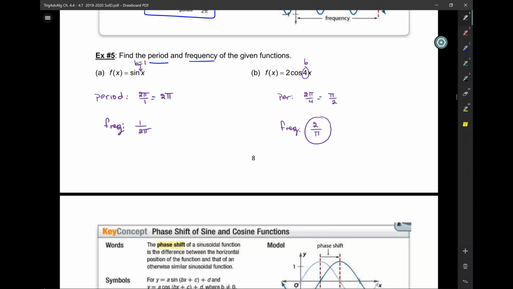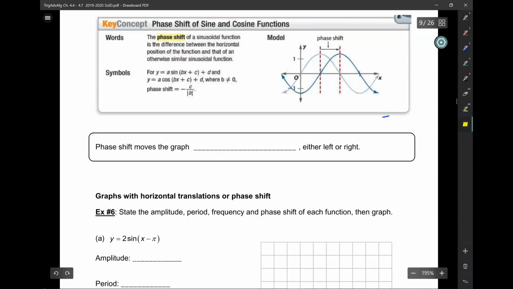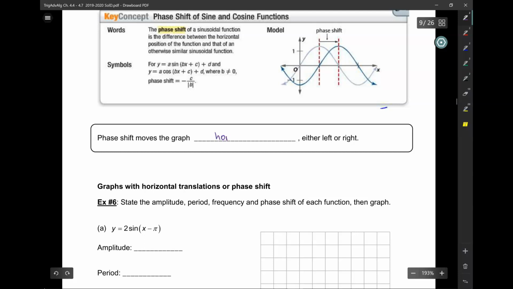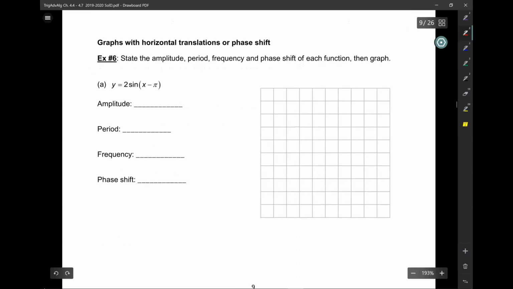All right, so phase shift. When does phase shift happen? What is phase shift? Phase shift moves the graph horizontally, either left or right. So look at this. Remember how sine starts at the origin like that? Look at where it starts. Somebody moved it to the right by that much. Okay? All right. So, let's see how we're going to graph this one.